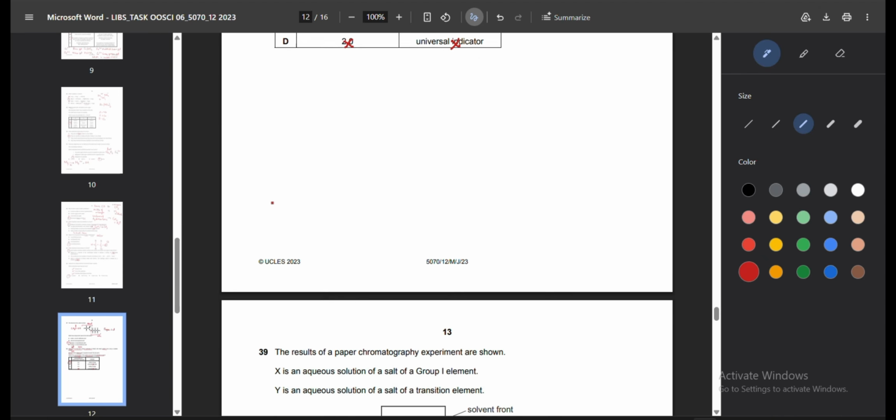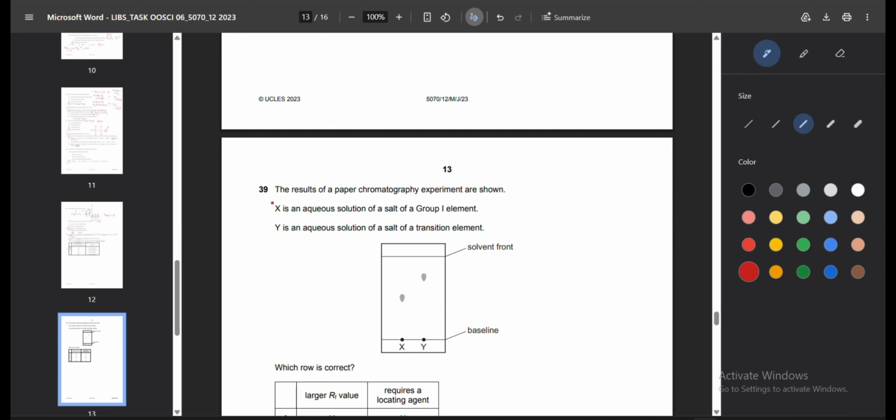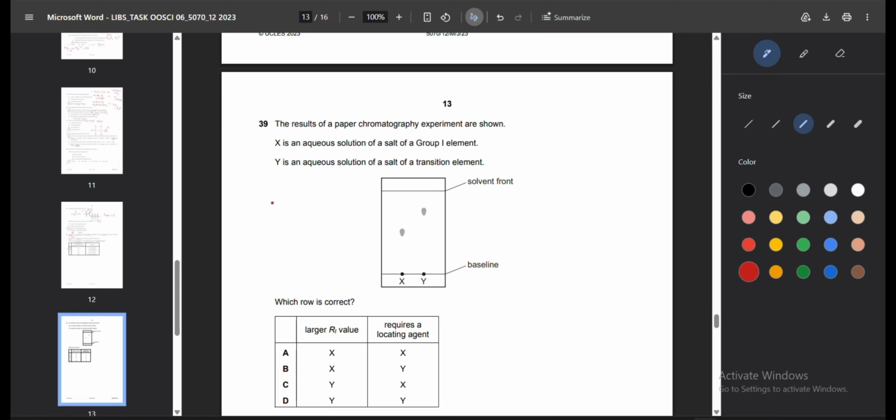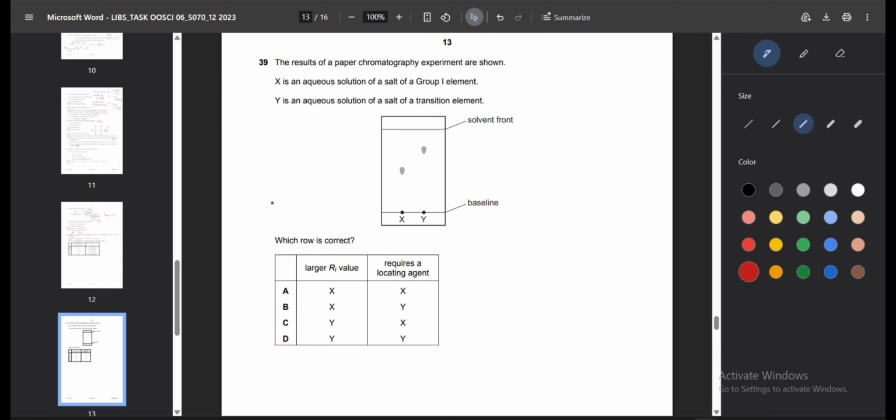Okay, so next is question number 39. Question number 39 is that the results of a paper chromatography experiment are shown. X is an aqueous solution of the salt of a group 1 element. Y is an aqueous solution of a salt of a transition element. And the spots are given. Which row is correct? First is larger RF value and requires a locating agent.